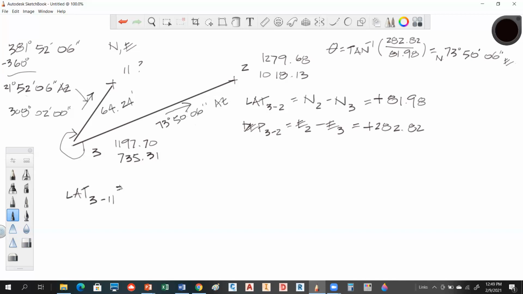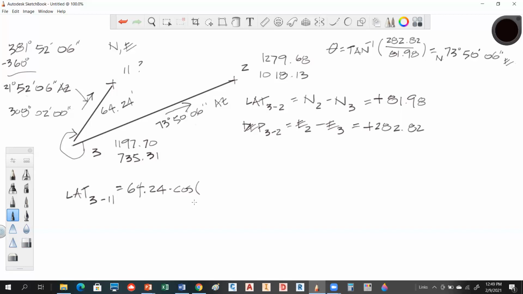So what is our distance in this case? 64.24. Yep, it's the distance we measured in the field to that point. Correct. 64.24 times the cosine of what angle? You've got a bunch of angles kicking around here, so you have to be careful. Which one do we need to use? The foresight azimuth.